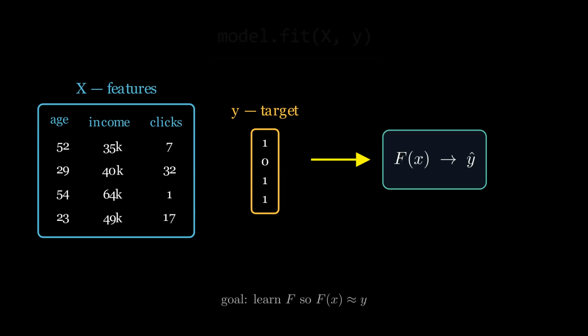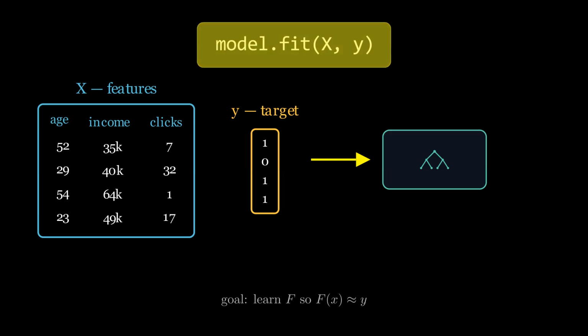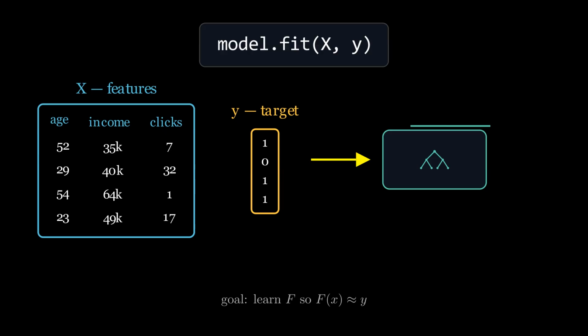And here's a detail people miss. Fit doesn't hand you back a new model. It trains the object in place. When it finishes, the fitted trees live inside the very same model variable you called it on. Everything from here on is about how XGBoost searches for that function f.